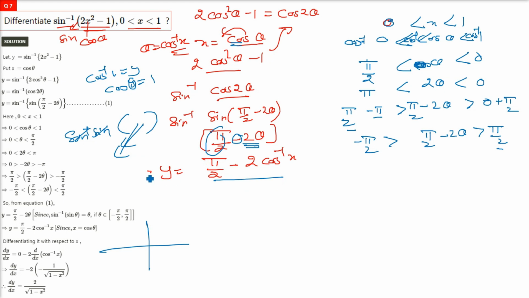We just have to differentiate it, dy by dx. So pi by 2 minus 2 cos inverse x, we are going to differentiate. Pi by 2 is a constant, so it will be 0. Minus 2 cos inverse x gives 1 by under root 1 minus x square, negative. So negative times negative, positive, twice by under root 1 minus x square. This is dy by dx.